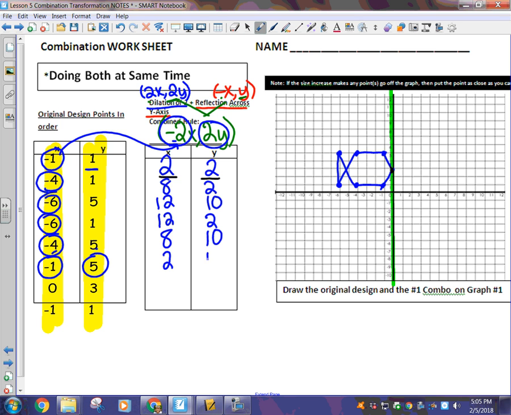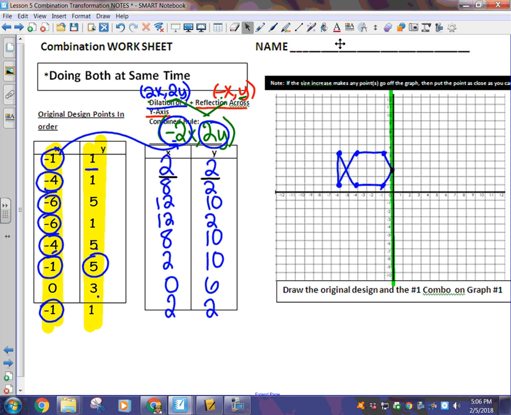Doubling 5, I get +10. 0 times -3 is still 0. And then 0 times 3 is 6. Okay, and I'm going to repeat. Opposite of -1 and doubling is 2 and +2. So now I have my new list of x and y points.